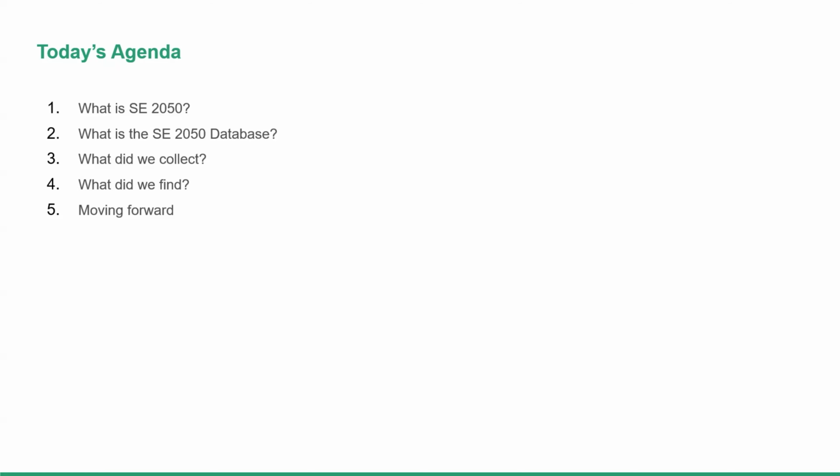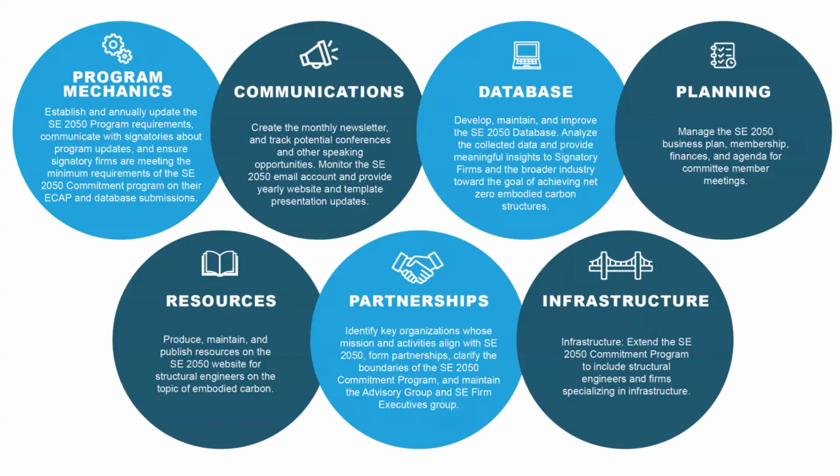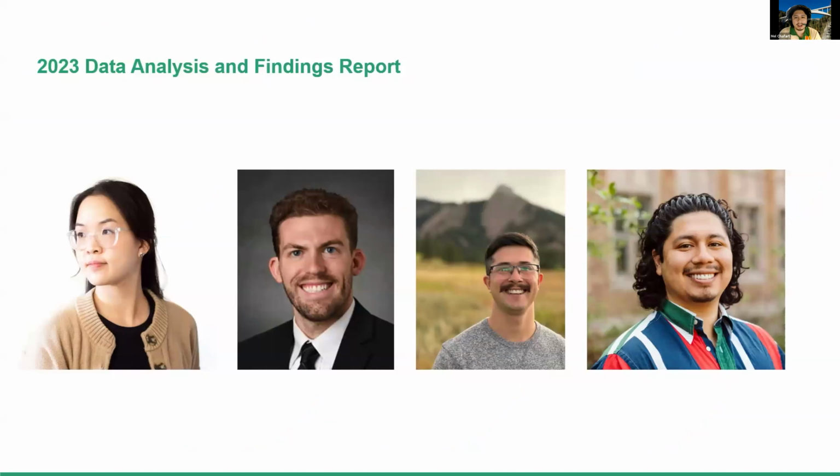Mostly what I'm going to be talking about is the data that we collected for the SE 2050 program. So what is SE 2050? SE 2050 is a signatory program whose mission is for structural engineers to understand, reduce, and ultimately eliminate embodied carbon in their projects. There is a program mechanics portion where people have embodied carbon action plans, and there's also a reporting portion where people report information such as data.